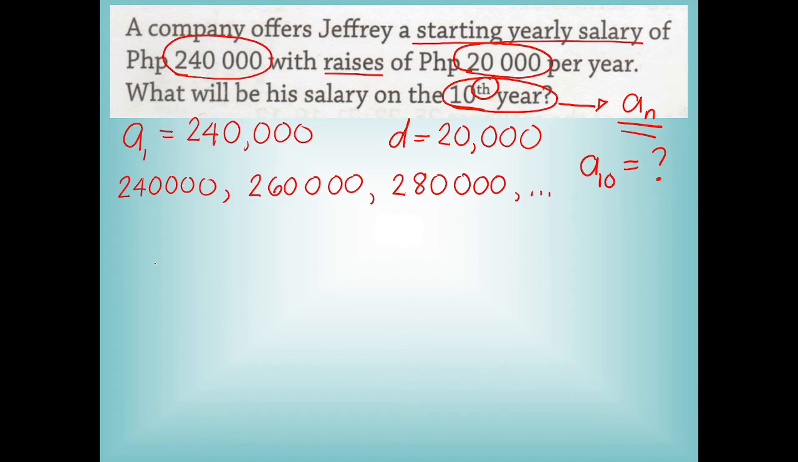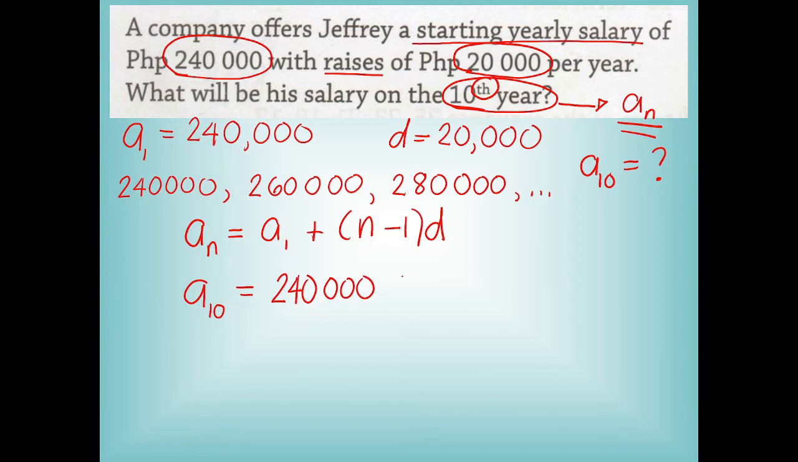Okay? So what is the formula of A sub n? What was our formula for the arithmetic sequence? That's correct. A sub n is equal to A sub 1 plus n minus 1 times d. So I'll be writing A sub 10 because it's the 10th year. What is the first term here? 240,000. Plus, that's n, that's 10 minus 1. What is the common difference? 20,000.